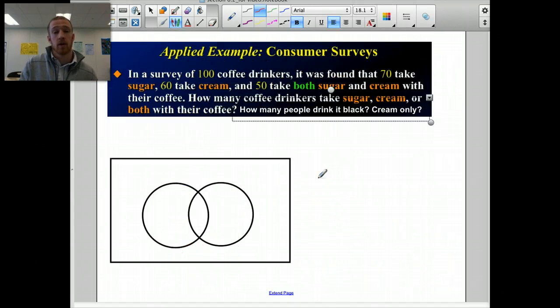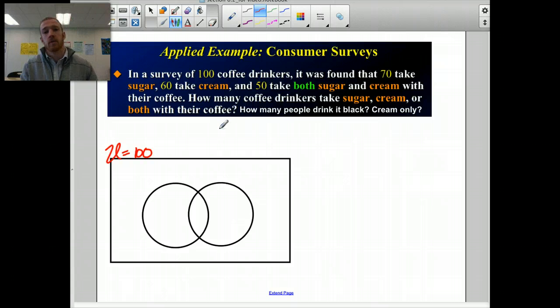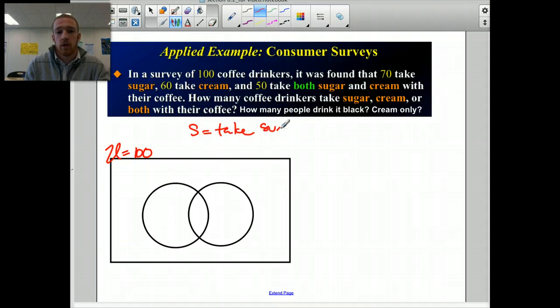Here's another type of problem we can have. A survey of 100 coffee drinkers. So that's our U. The number of things in U is 100. That's our universe, all the people in the survey. It was found that 70 take sugar, so we'll have S be the set of people that take sugar, and C will be the set of people that take cream. The number of people in S is 70, and the number of people that take cream is 60.